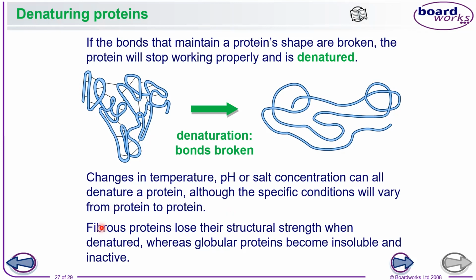So fibrous proteins lose their structural strength. If you think about collagen beta, if denaturation happens there, their strength will be lost. If you talk about globular proteins such as hemoglobin, they become insoluble and they become inactive. So these are the changes that can happen.